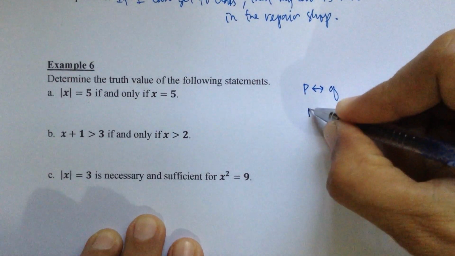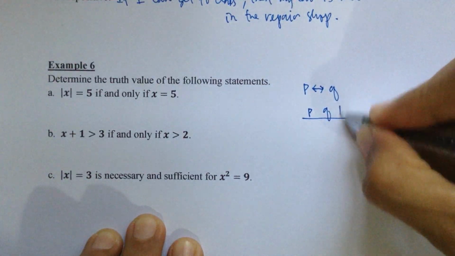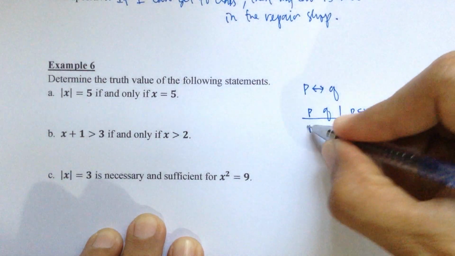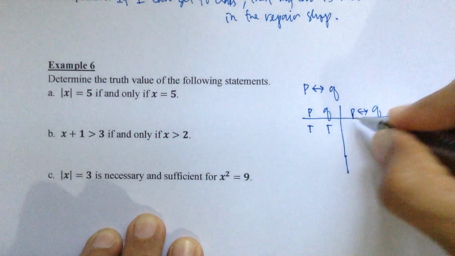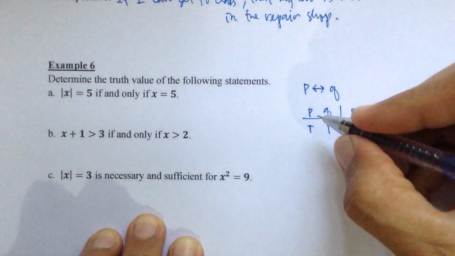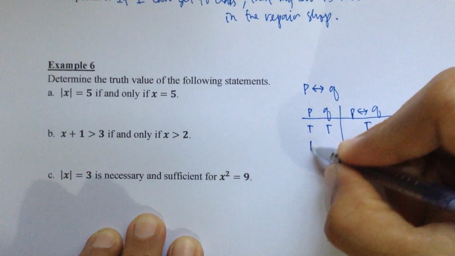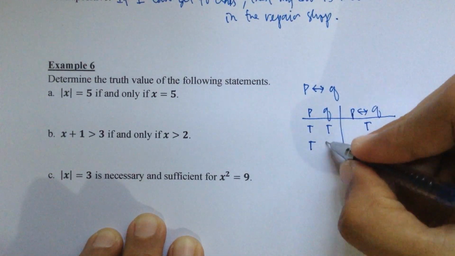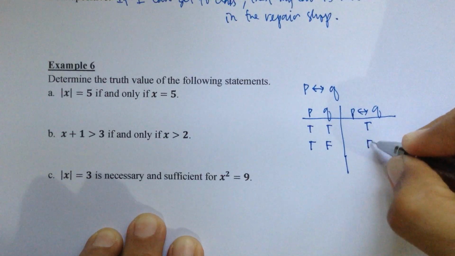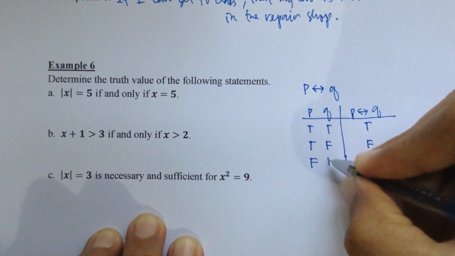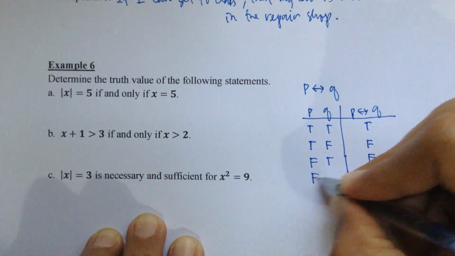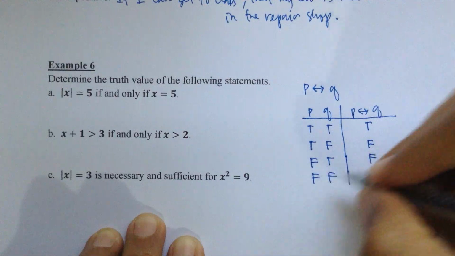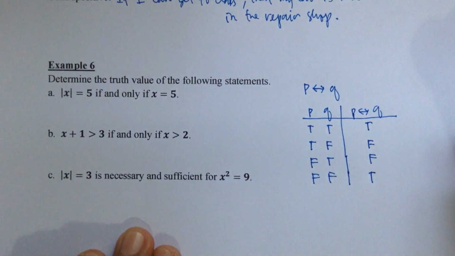Again, to review, what is the truth table for the biconditional statement? We say that P if and only if Q is true if P and Q have the same truth values. So we have true for P if and only if Q if P and Q are both true. But if they have different truth values, your biconditional is false. Since both truth values are the same, we have true for P if and only if Q.